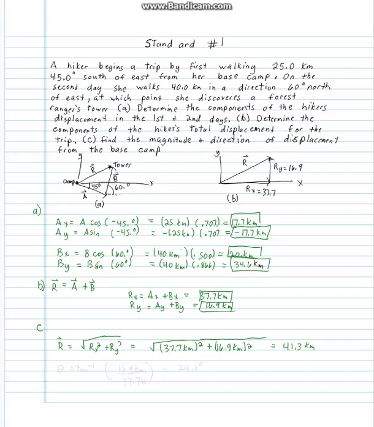Calculate the direction of R using the inverse tangent function. So theta is equal to tangent negative 1 of 16.9 kilometers divided by 37.7 kilometers, which then equals 24.1 degrees.